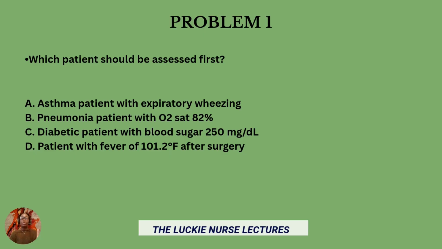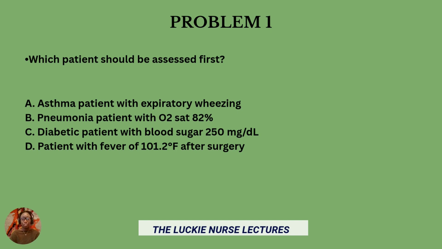So now that we've narrowed down our options to just A and B, we're going to look at them and see which one is more critical. So for the pneumonia patient, we're told that the oxygen saturation is 82%. This indicates that the patient is already suffering from hypoxia. They're not getting an adequate amount of oxygen to their vital organs. It can cause irreparable damage. So we need to intervene immediately, or else permanent damage will be done to the patient's body.